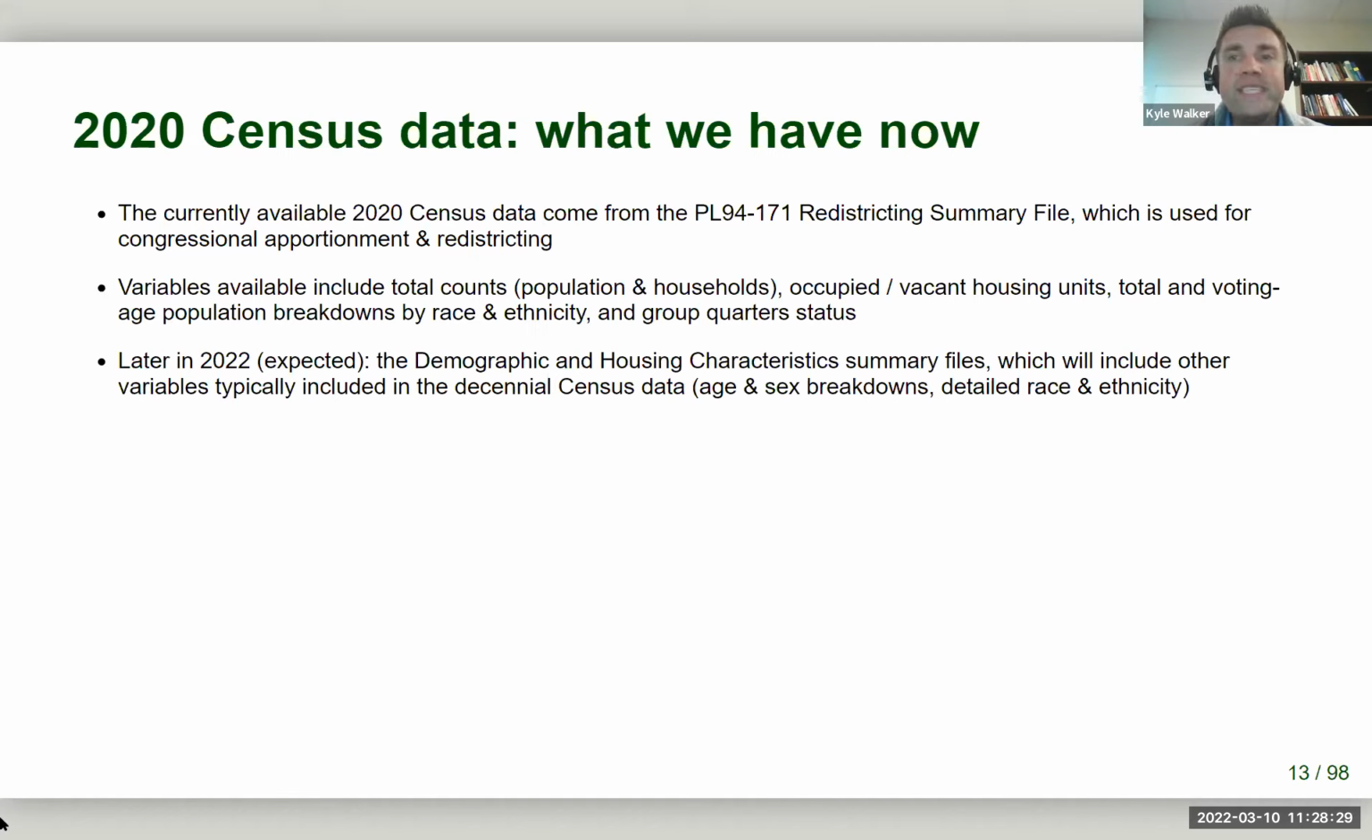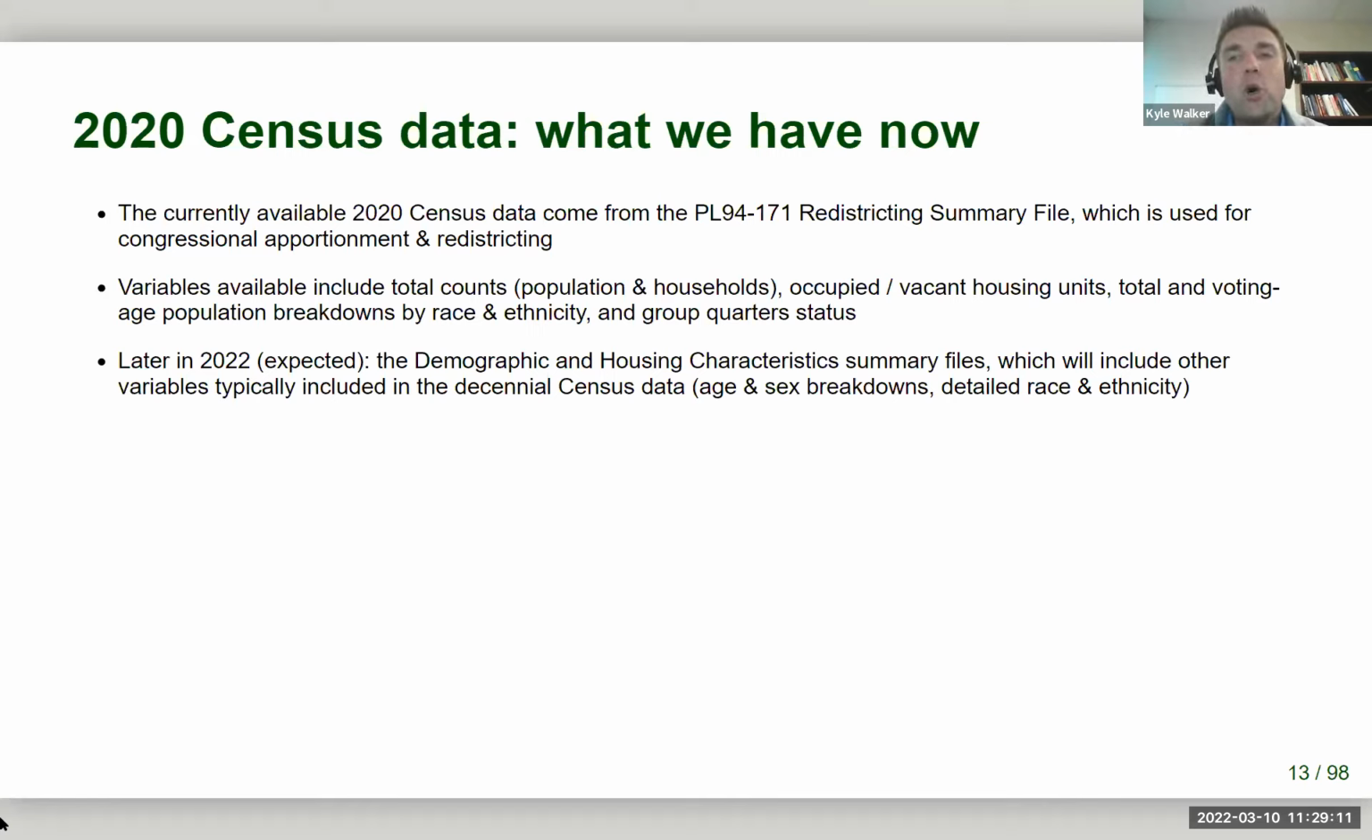And so the data release has been delayed relative to previous censuses, but we do have 2020 census data from the PL 94-171 redistricting summary file. That is the data that is used specifically for congressional apportionment and redistricting. So the redistricting process has been going on. We just had primary season down here in Texas with the newly drawn congressional districts. In some other states, those are being litigated in court right now, but those are based on this redistricting data that we can use.